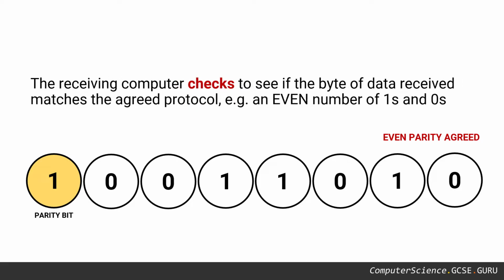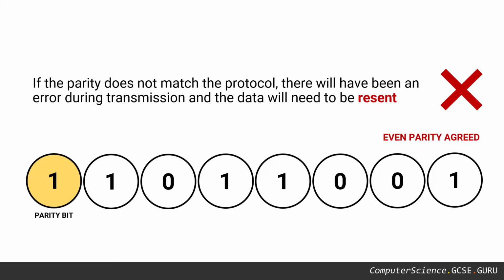The receiving computer checks to see if the byte of data has an even or odd number of 1s, and it checks to see if that agrees with the protocol with the other computer. If for some reason there isn't an even number of 1s, and yet the computers have agreed to use the even rule, then that data must have been corrupted or changed during transmission, and it will need to be resent again before it can be trusted. So in the example below, you can see that there are 5 1s in the data, but the rule agreed was an even protocol. Well, 5 isn't an even number, so that data can't be correct. Something must have happened to it during transmission.